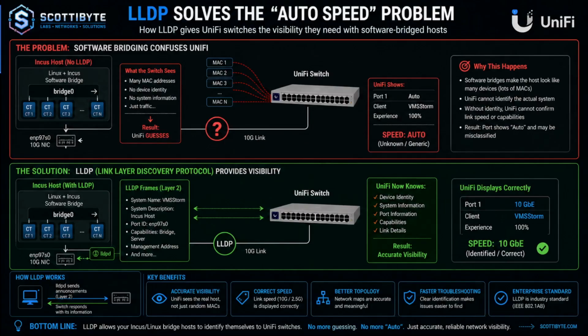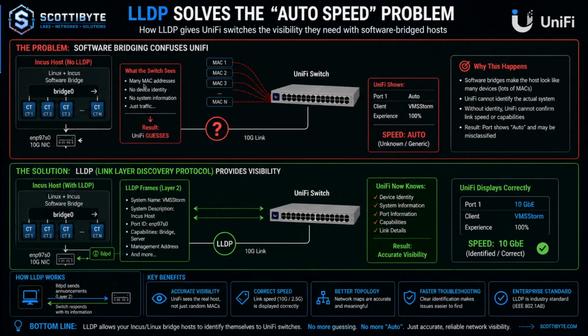So LLDP solves this particular problem, and it actually solves it on more than just Unifi switches, but on any system that has a managed switch. So basically, here's what things look like, and I kind of went over this on the previous slide. We've got the Incus host, and if it has no LLDP, we have a software bridge, and we have all of these various containers. And each of these containers got its own IP address from the DHCP server, and they're all sharing that bridge 0 virtual switch.